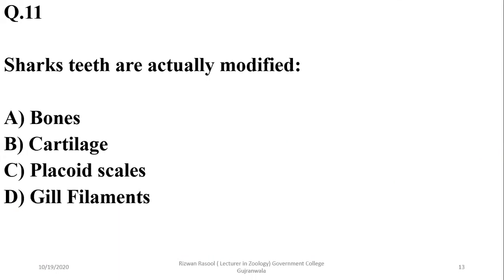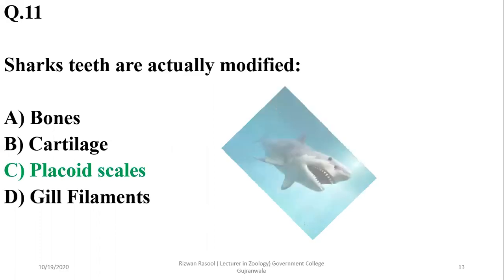Sharks' teeth are actually modified. Obviously, sharks have placoid scales. That's why we can say they have modified placoid scales in the form of teeth as well. These are not modifications of other structures, but of placoid scales. So the right option is Charlie.